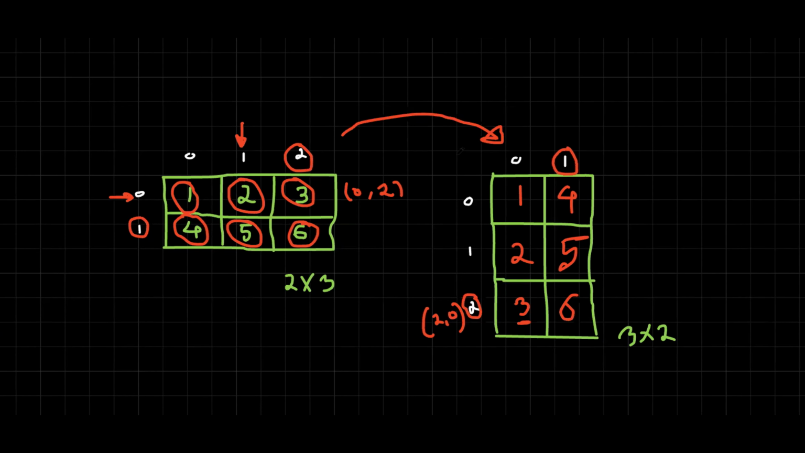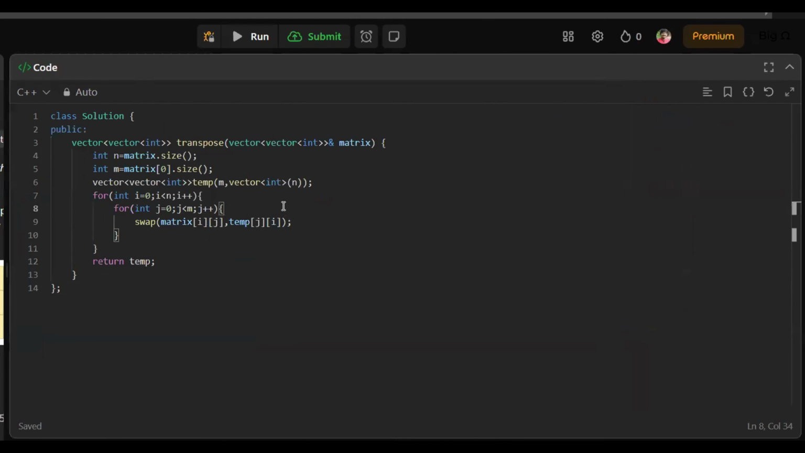Now let's move on to the code. In this problem, the code is pretty simple. At first, we are given a function which has a parameter, the 2D matrix. Now here, we are calculating the dimensions and initializing a temporary variable, which is a 2D matrix, to store the transpose version of the matrix.